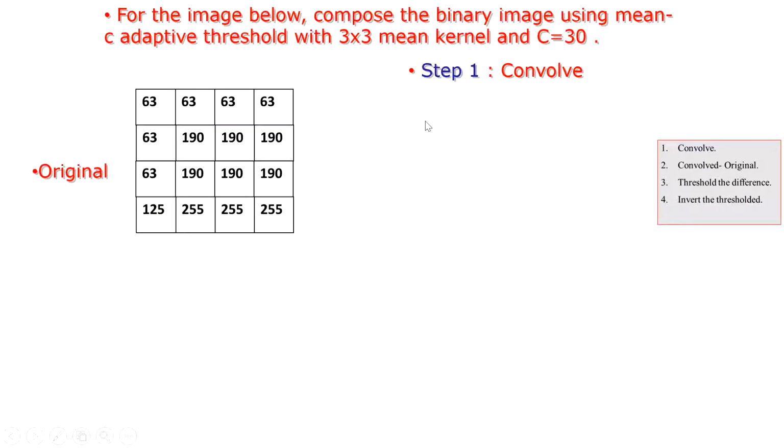To make this much easier to understand, we'll use this simple example to calculate the binary image from this 4 times 4 input image when you use the adaptive method. For this case, we will use the mean minus C adaptive threshold with a 3 by 3 kernel dimension, with C equal to 30.